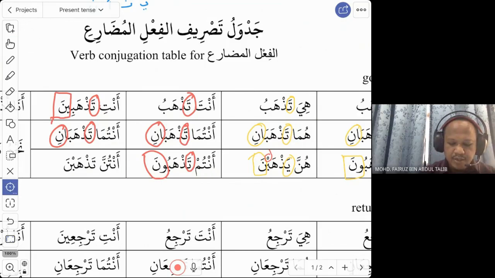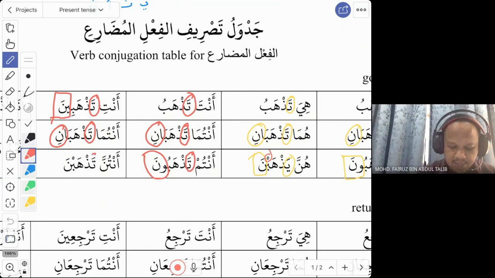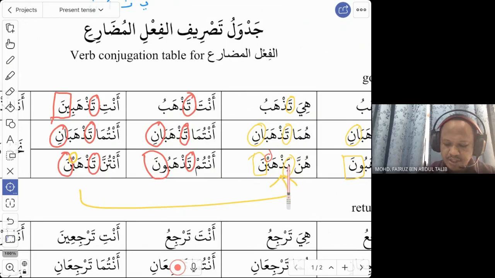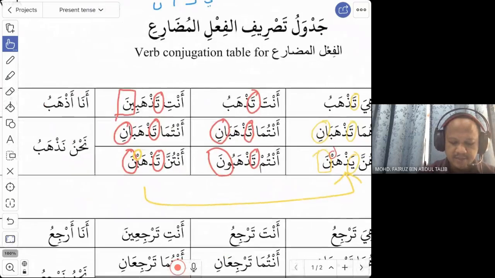And antuna, now to say antuna, all of you, female. So the word tazhabna, you use a ta, and in the end you have this nun and also a sukun. So this is similar to this one, except that for hunna, you use ya, yazhabna, but for antuna, we use ta. Antuna tazhabna.